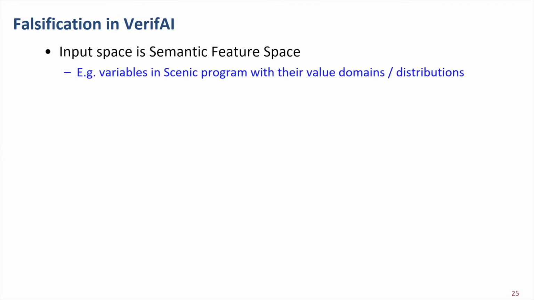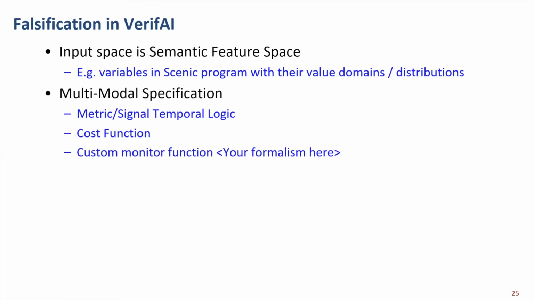The input space is our semantic feature space. This is the space defined by the variables in the Scenic program along with their value domains or distributions. So if you're using a falsification search technique that can make use of the distributions, then Scenic makes that available to you. But if you want to use a falsification technique that ignores the distributions and just uses the domains, you can do that as well, okay?